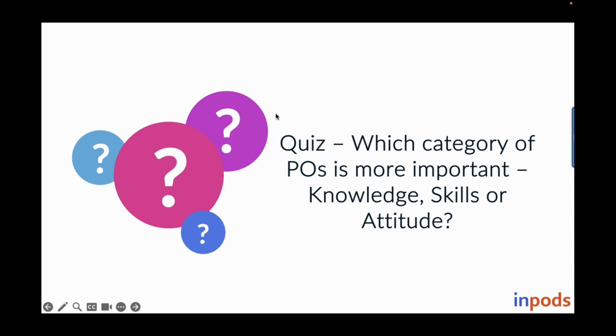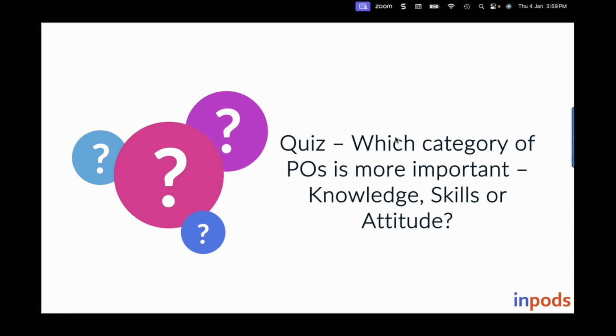Now to answer my question, which is on the screen right now, Dr. Manoj Kumar says all are important. Professor Vasagan says skill and knowledge is important. Professor Annapurna says all the three are important. But essentially, absolutely right.